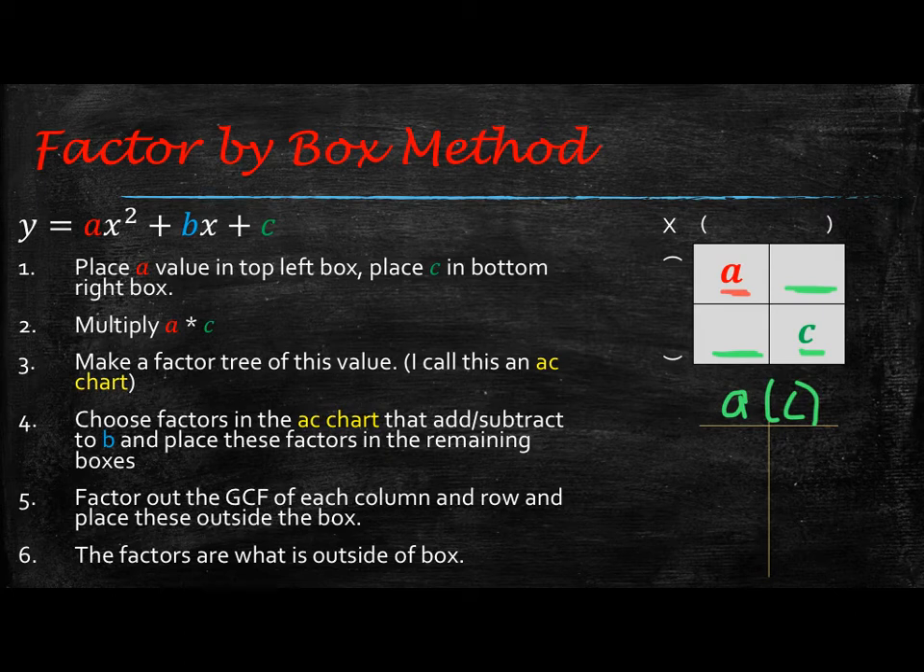And then instead of factoring out by looking at the GCF in parentheses, now we're going to factor out the GCF of each column and each row. And so I'll show you what that looks like in an example. And then your factors are going to be what's on the outside of the box. Again, look at this next example. If this makes more sense to you, then you could use this method. If not, just keep doing the factor by grouping.